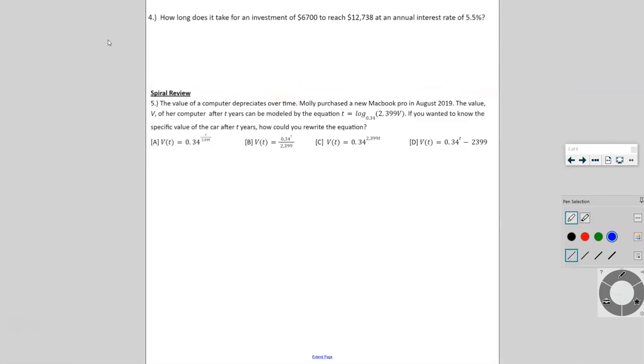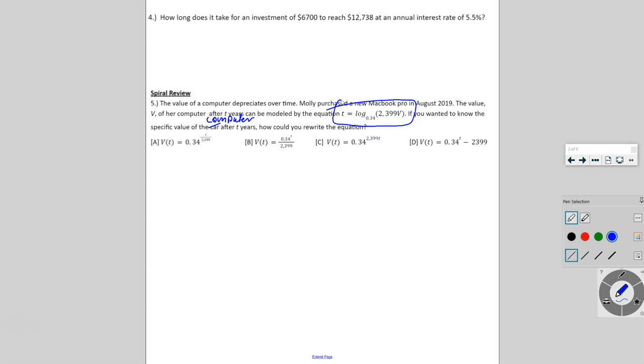Okay. All right, guys. Let's go back to question 5 that I skipped. I apologize for that because I was writing too big. So here it says the value of the computer depreciates over time. Molly purchased a new MacBook Pro in August of 2019. The value, represented by V, of her computer after t years can be modeled by the equation right here. If you want to know the specific value of the computer after t years, how could you rewrite the equation?